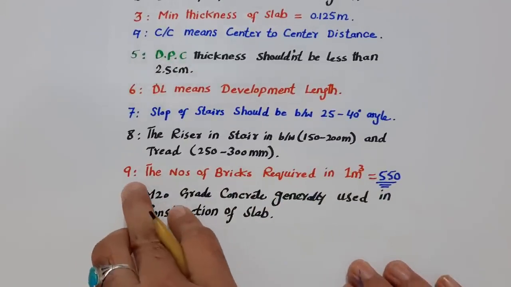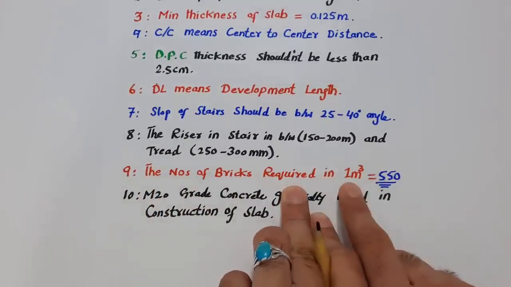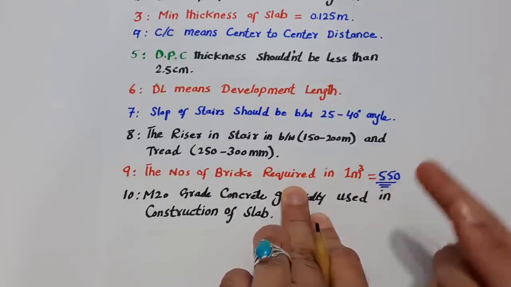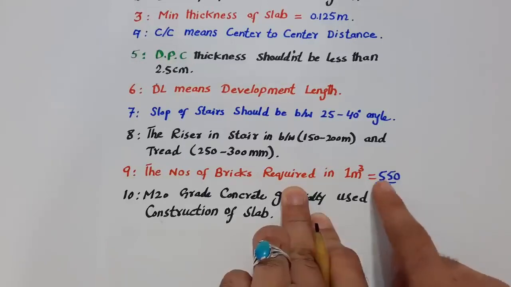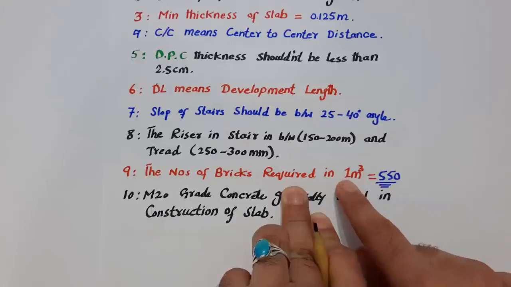The next one, guys, the ninth, is the number of bricks required in 1 meter cube. Anyone can ask you, how many bricks are required in 1 meter cube? So 550 bricks are required in 1 meter cube.